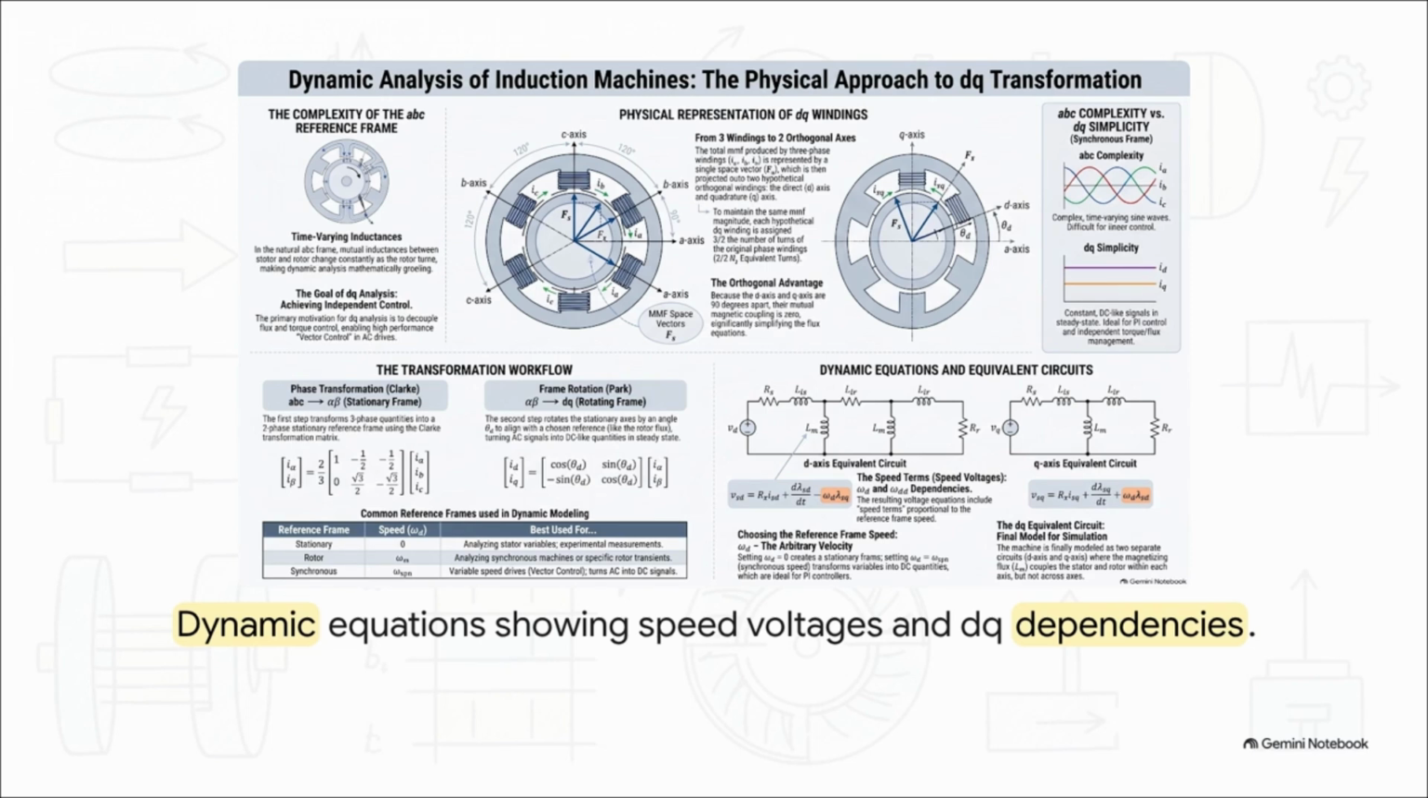By choosing our rotation speed carefully in our reference frame, like, say, setting it to the synchronous speed, we literally freeze those oscillating AC signals into steady DC values. Take a close look at the speed-voltage terms in these equations, those omega terms. By doing this, we've created two completely separate circuits, the D-axis and the Q-axis, and they are coupled only by the magnetizing flux. This gives us the perfect linear plant for our PI controllers to act on.